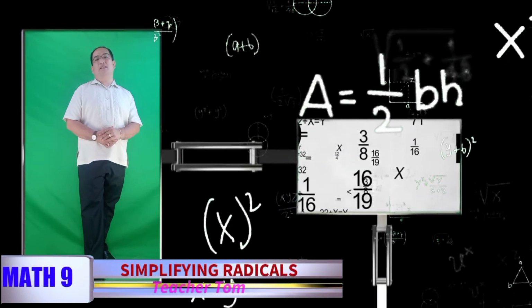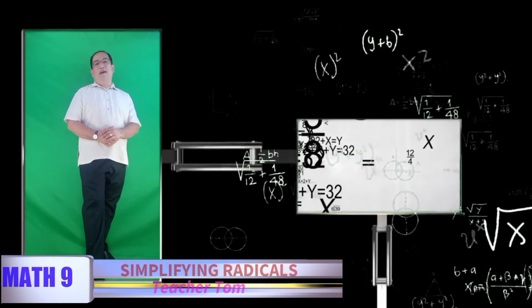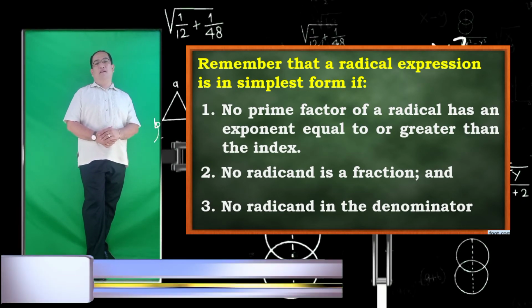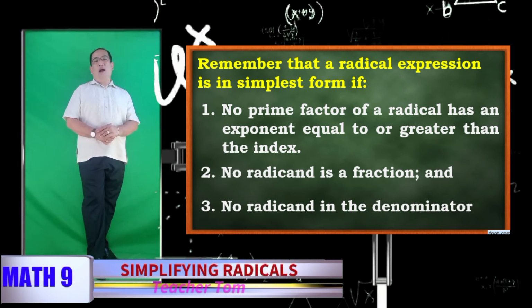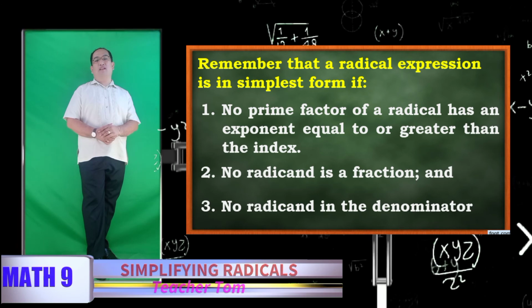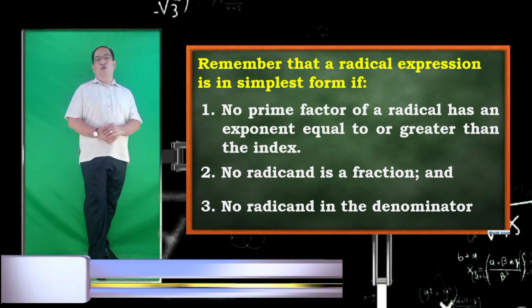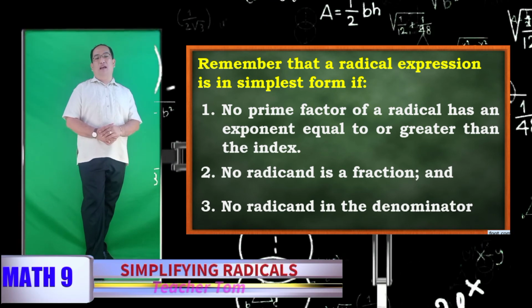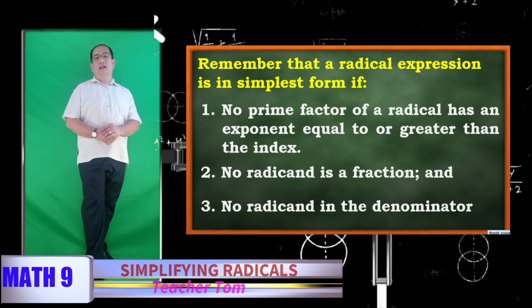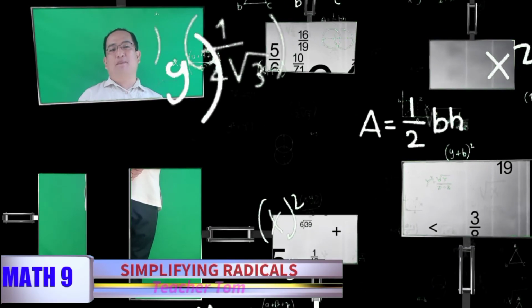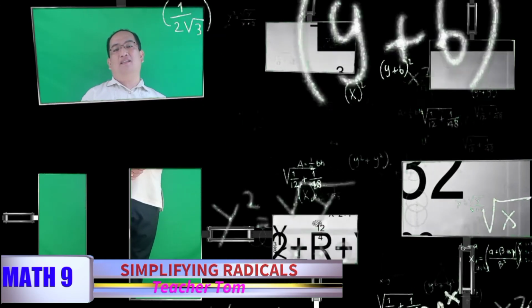Okay. Now, how do we know that a radical expression is expressed in simplest form? Remember that a radical expression is in the simplest form if number 1, no prime factor of the radicand has an exponent equal to or greater than the index. Number 2, no radicand is a fraction. And number 3, no radical is in the denominator. By this time, you should be able to simplify radical expressions using the laws of radicals.